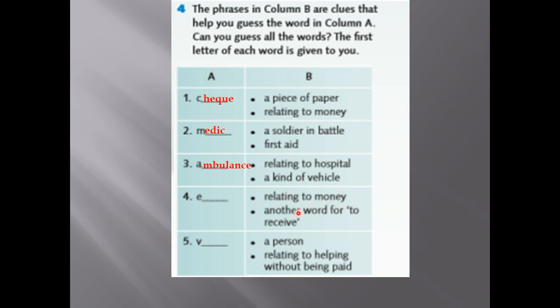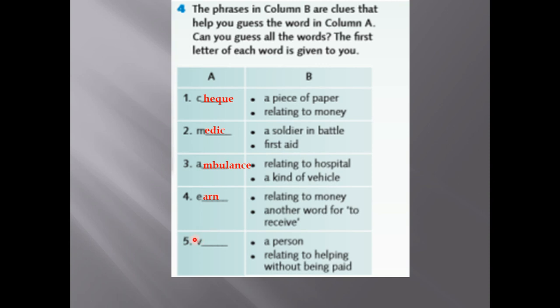Number 4 here starts with E, relating to money. Also here it is relating another word for receive, to receive money. So when I work, I receive money. When I work, I receive money by the end of the month. So here it starts with E. It is a verb which is earn. When I work, I earn money.